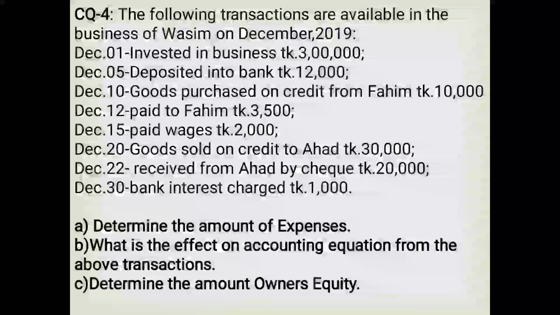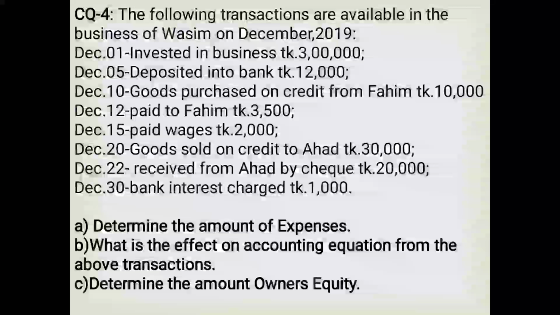December 20, goods sold on credit to Ahad. In this transaction, accounts receivable, that is Ahad, and sales account are related. Accounts receivable increased, that is asset increased. Sales increased, that is equity increased. December 22, received from Ahad by check. For this transaction, two accounts are involved: bank and accounts receivable. For bank increasing, asset increased, and accounts receivable decreased, that is asset decreased. The last transaction is bank charged. In this transaction, two accounts are involved: interest expense or interest charged, and bank. For interest expense, equity decrease, and bank decreasing, that is asset decrease.